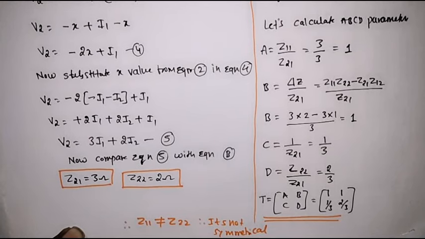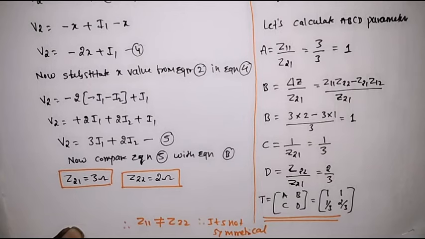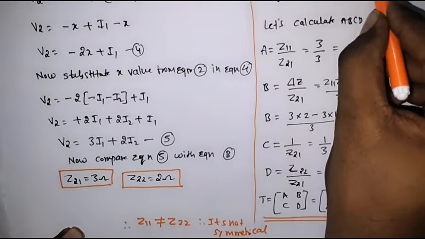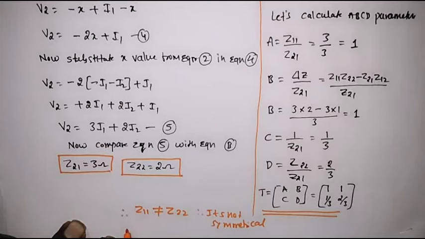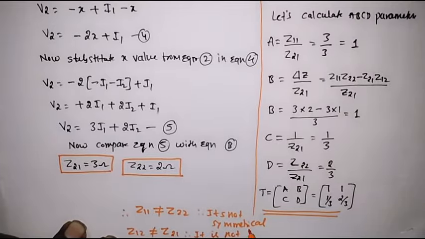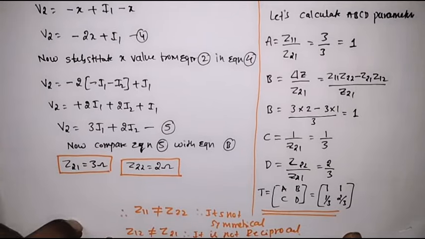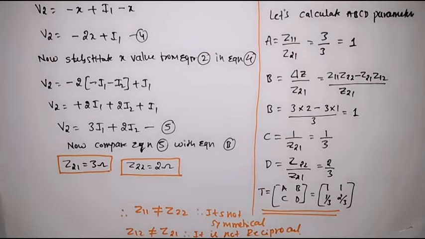Similarly, the circuit is said to be reciprocal if Z12 is equal to Z21. Here Z12 value is 1, Z21 value is 3. Z12 is not equal to Z21. Therefore it is not reciprocal. So the circuit is neither symmetrical nor reciprocal.